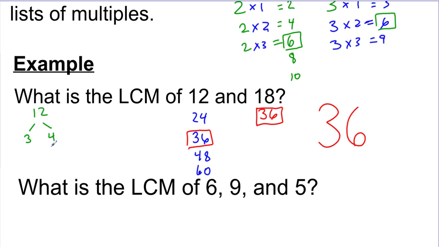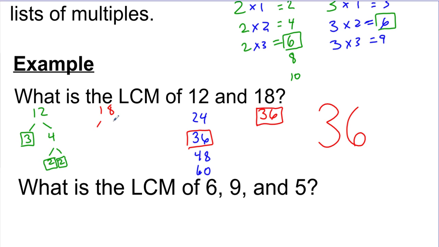And then I'm going to keep breaking this one down. I'm going to say I can't break down 3 anymore. That's a prime number. But I can break down 4 into 2 and 2. And these don't break down either, so I'm going to stop. So this is called the factor tree of 12. And I can do the same thing with 18. Here's the factor tree of 18.